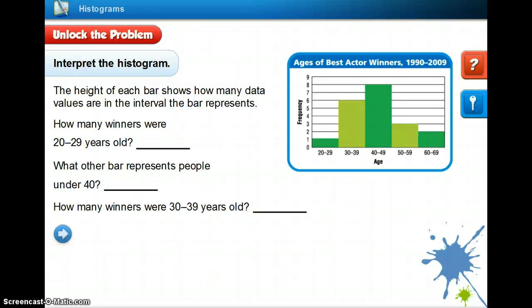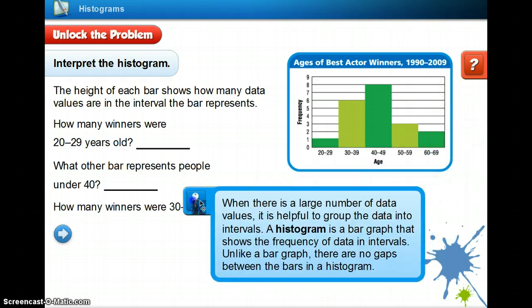In lesson 12.4, we're going to talk about histograms. Histograms are basically an interval table turned into a graph. Here it says a histogram is a bar graph that shows the frequency of data in intervals, and unlike a bar graph, there are no gaps between the bars in the histogram. This is important. There are no gaps here. The bars touch each other because there is no gap in the intervals.